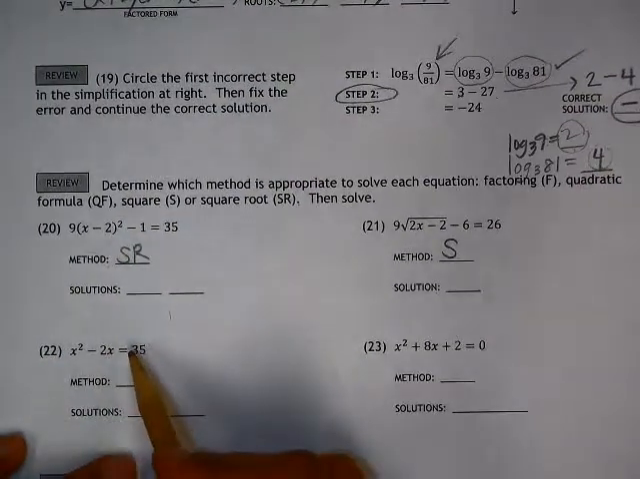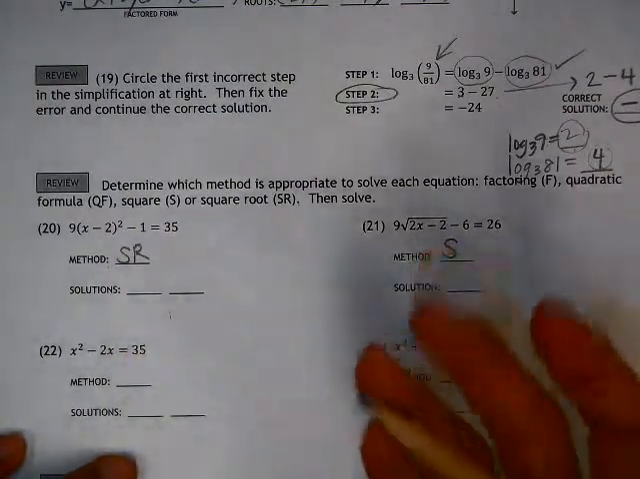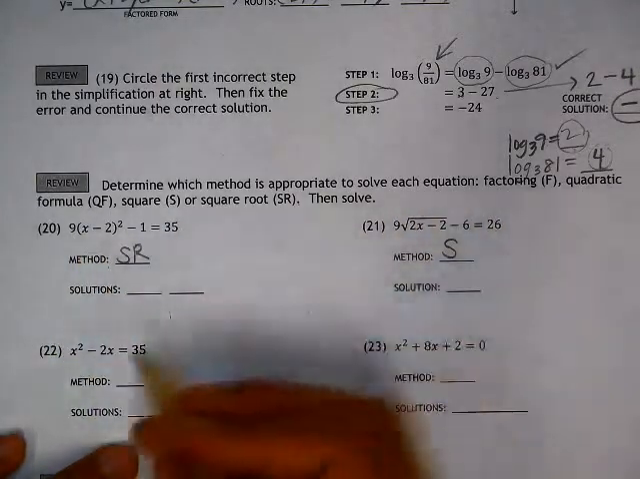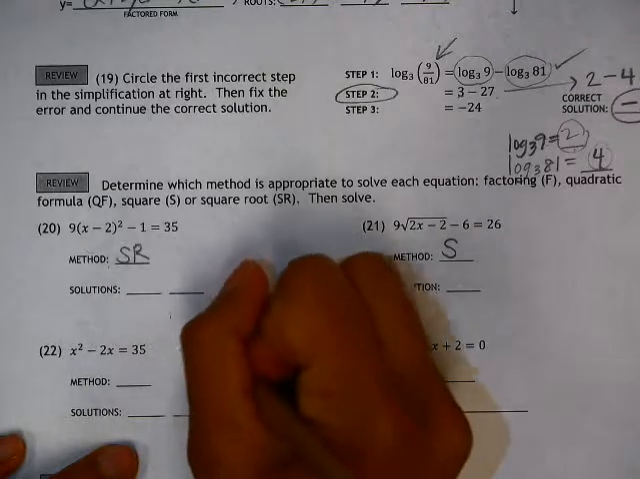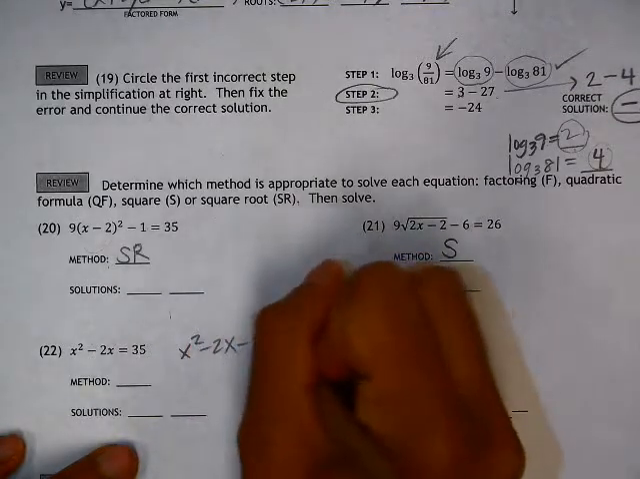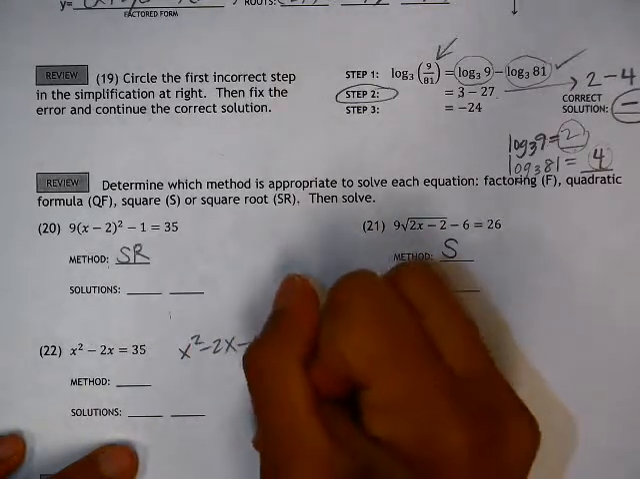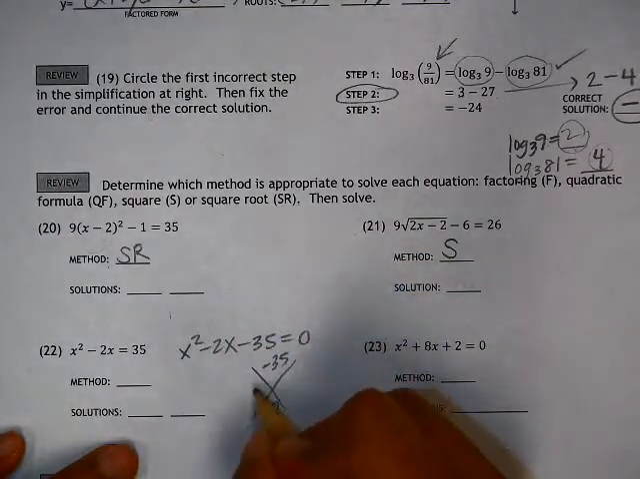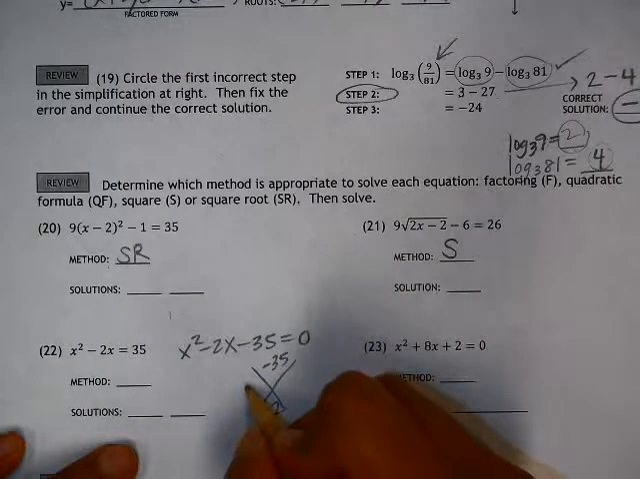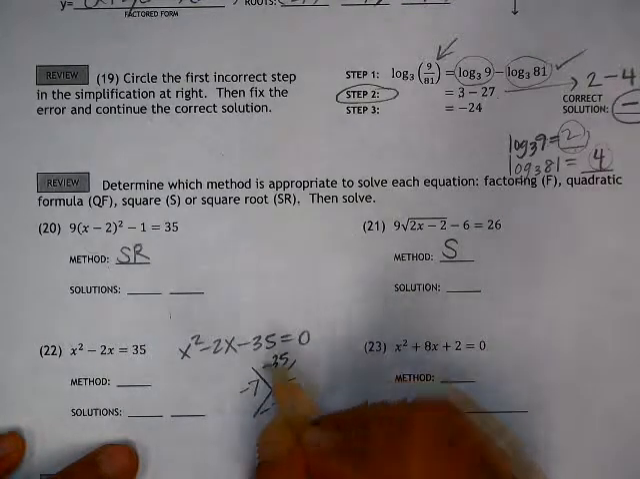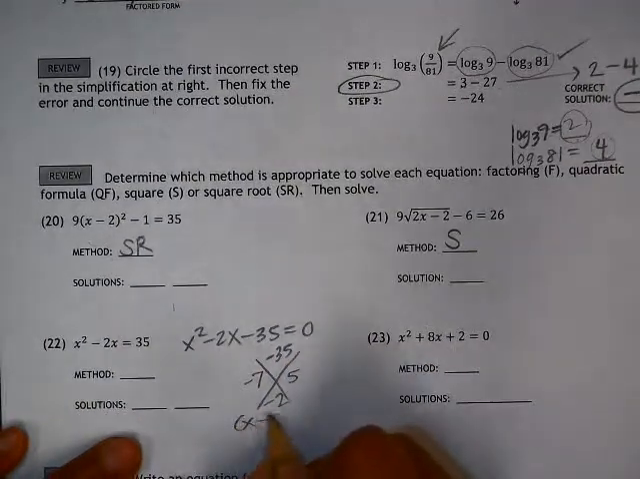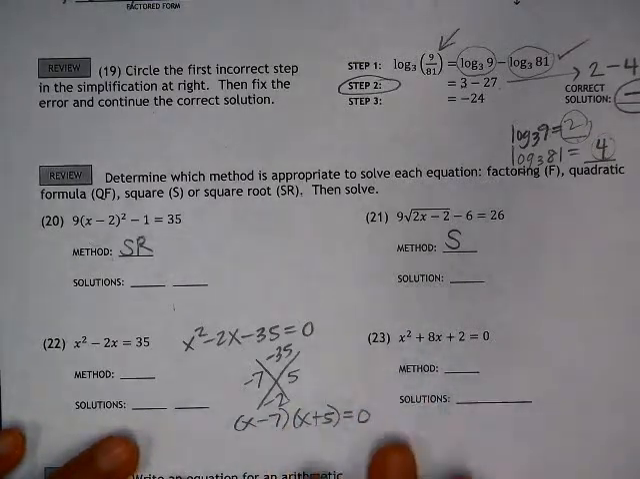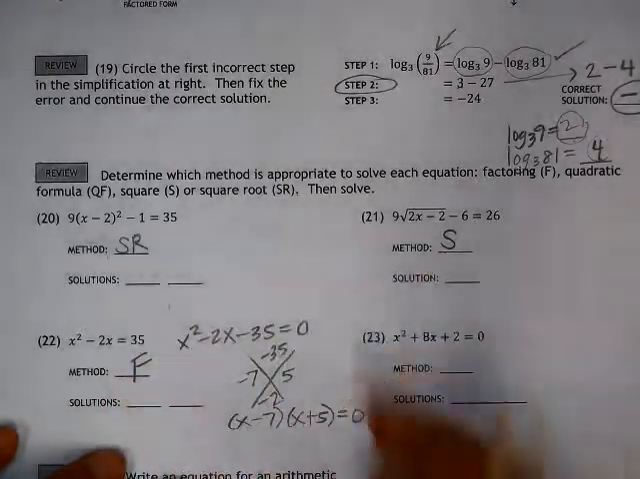Number 22, there are multiple methods to solve it. You can always use quadratic formula to solve a problem. But let's check first to see if it's factorable. So negative 35 and negative 2 is factorable. So this is negative 7 and positive 5. So we could easily factor this expression and solve for x. So I'm going to say this is factoring.